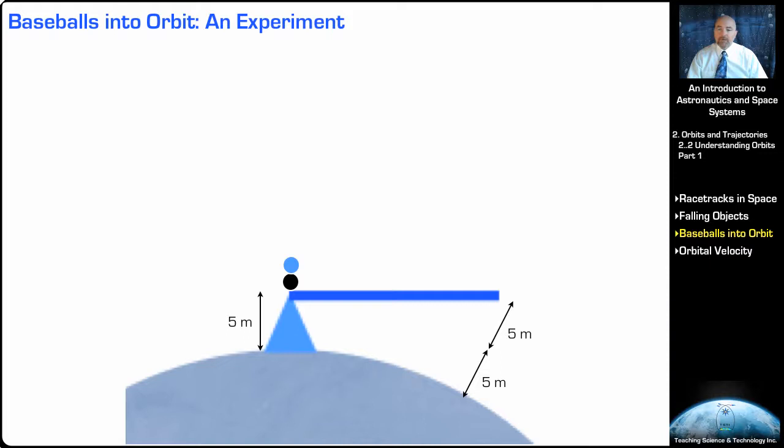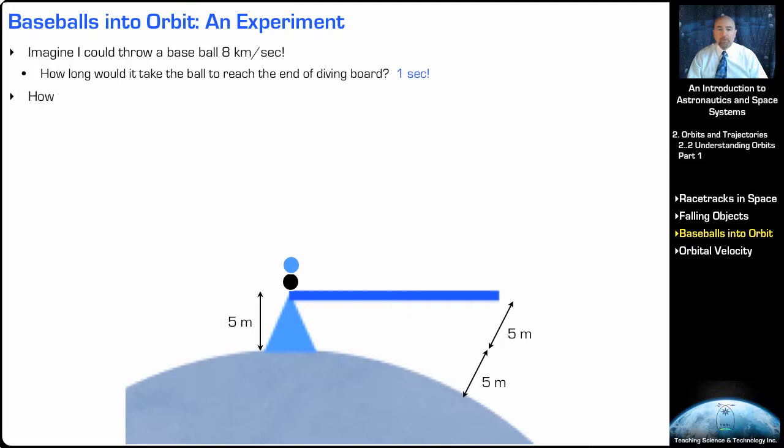With our experiment all set up, let's see what happens if we could throw a baseball really fast from a height of 5 meters at the top of our tower. Imagine we could throw the ball 8 kilometers per second horizontally. We'll assume zero drag due to air resistance, just to keep things simple. How long would it take for the ball to reach the end of the diving board? Well, 1 second, of course.